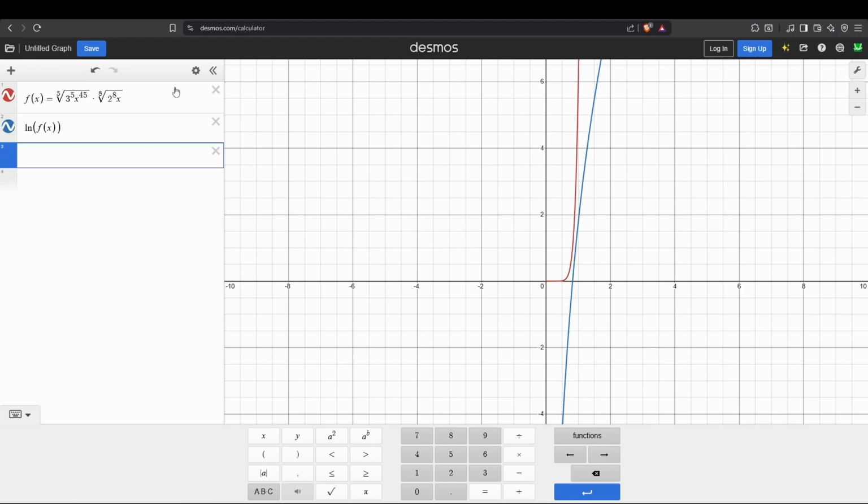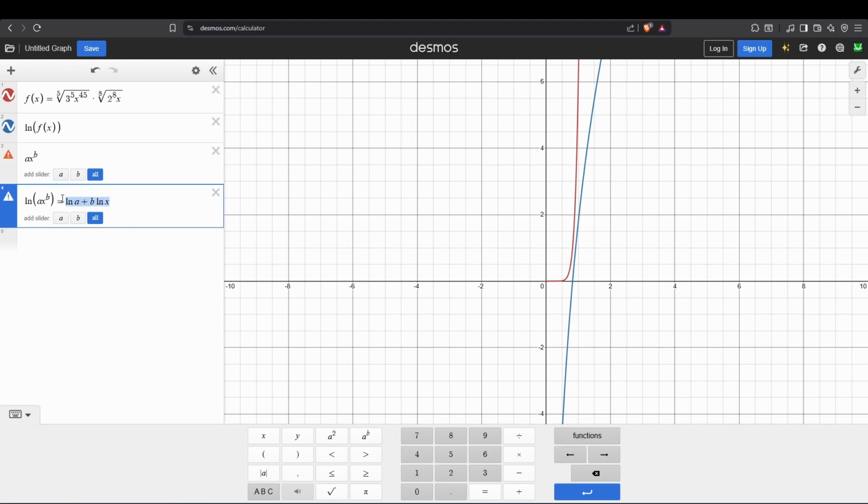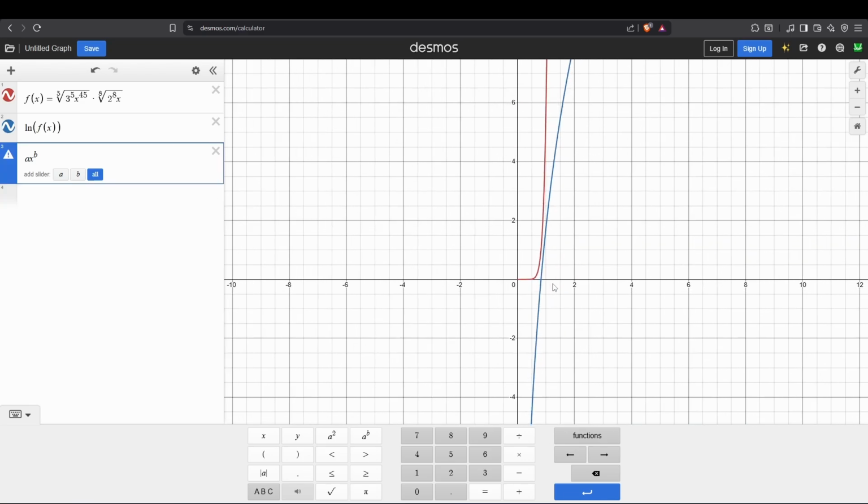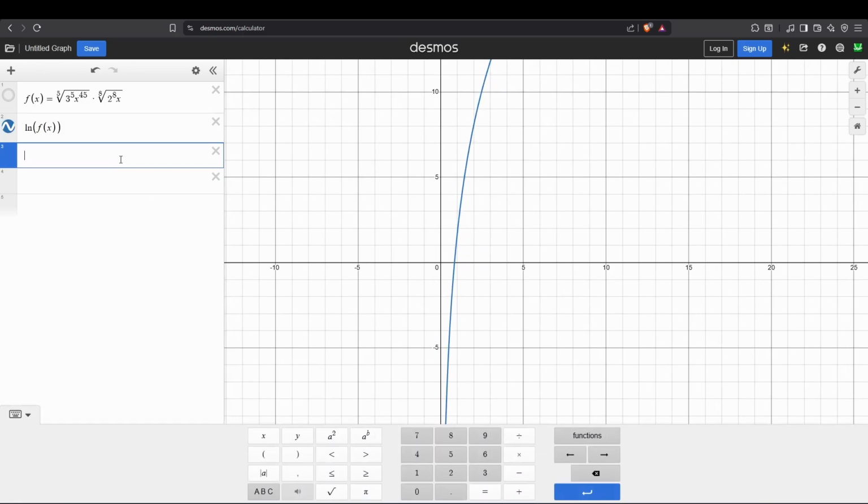And essentially what we're saying is that if we need to rewrite this into ax to the b form, then the natural log of ax to the b, in linear form, would be the natural log of a plus b times the natural log of x. And this is essentially linear. So that's the theory behind it. So in this case, now that we have the natural log of this, we can then figure out the slope.